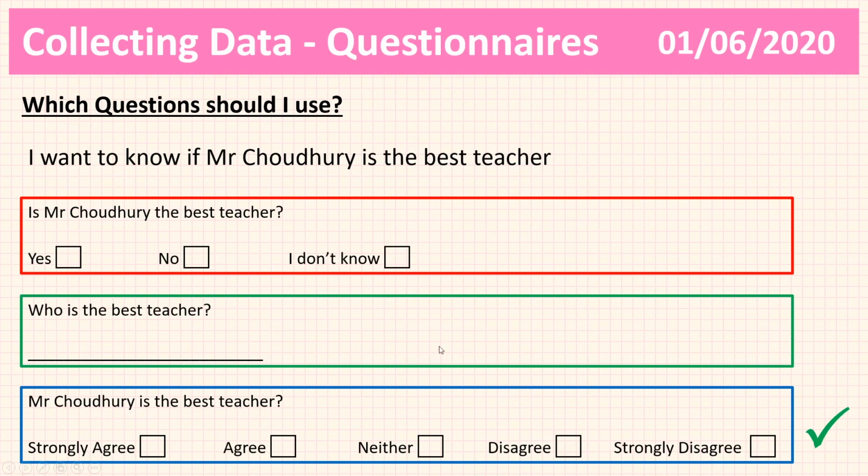The reason we would not use the green one, although it could be very effective, is because we're not concerned in what we're trying to find out about other teachers. We only care about, is Mr. Chowdhury the best teacher? So we don't really mind if there are other teachers that are better than Mr. Chowdhury, or people think they are better than Mr. Chowdhury. We just want to know what people think of Mr. Chowdhury. So that's why we wouldn't use the green question.